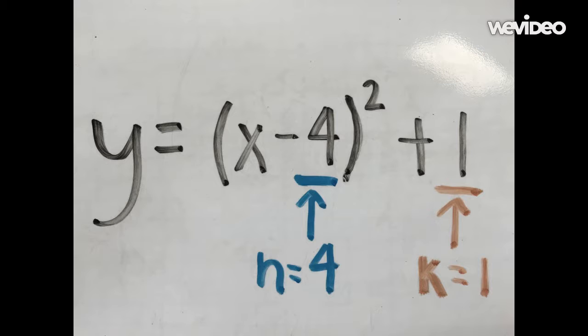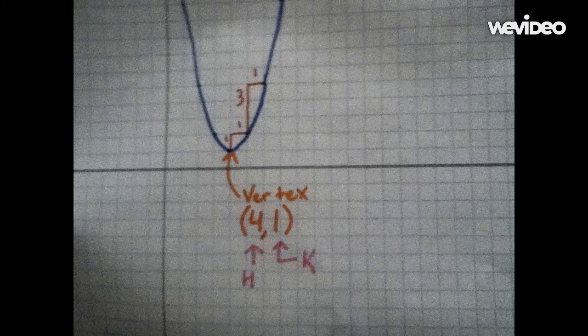To step it up a level, let's graph the equation y equals (x minus 4) squared plus 1. To start, we need to graph the vertex. In this problem, h equals -4 and k equals 1. H is always opposite, so the x-coordinate is going to be 4. K is the y-coordinate, so it is 1. The vertex is at 4, 1.